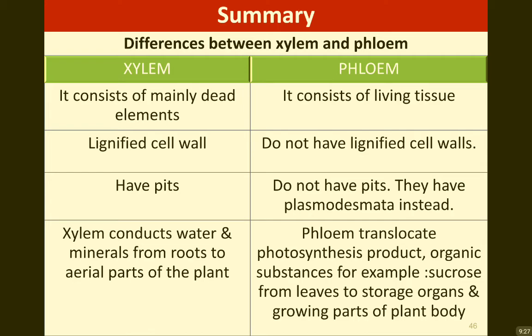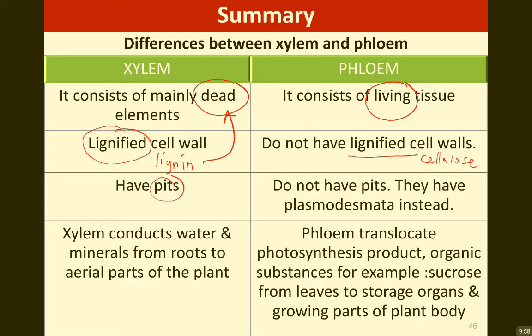Okay, so compare xylem and phloem here. Xylem, dead element; phloem, living. Xylem cell wall is made up of lignin, so it's a lignified cell wall. That's why lignin, being impermeable to water, makes xylem a dead cell. Phloem has no lignin in the cell wall, but the cell wall is made up of the normal cellulose. For xylem, they have pits on their cell wall for the flow of water. Phloem has no pits, but they have plasmodesmata for the connection of the companion cell and sieve tube.